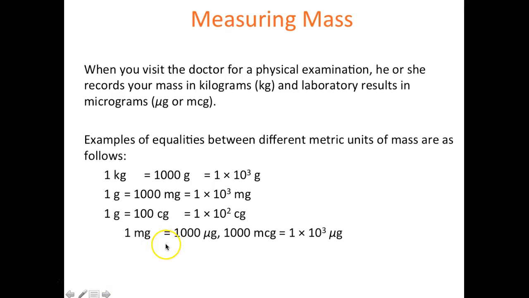When you visit a doctor, he or she will record your mass in kilograms. However, when you're doing tests, since the amounts of substances, the blood proteins or glucose or whatever they're measuring, are so small, they're not going to measure that in kilograms. It's going to be in micrograms, or mcg. So it depends on what you're measuring. If it is more, you have to use a bigger unit. If it is very little, you'll have to use smaller units of measurement.